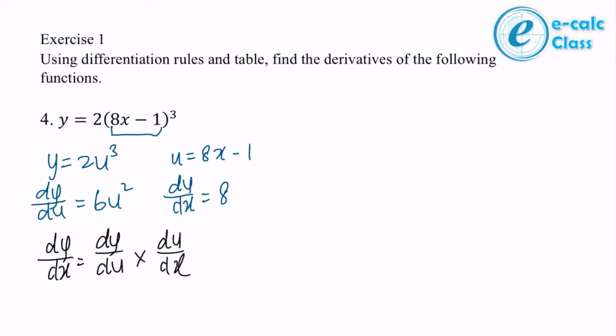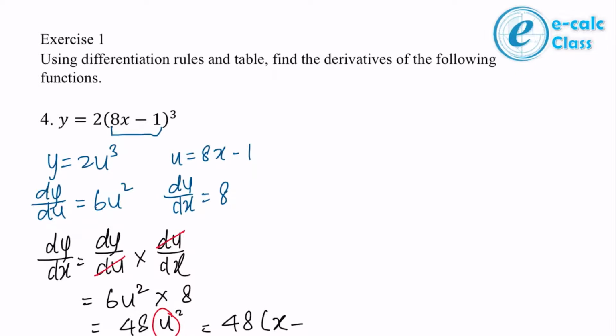If you are not sure who multiplies by who, in the case that you have a lot of them, especially in your related rate questions, always check. You see this du and du can cancel. So if you combine, you'll get back your dy/dx. You must always get back what you want, and in this case, it is dy/dx. Just multiply. dy/du was 6u squared times 8, so it is 48u squared. But this is not enough. Who is your u? You need to tell me in terms of x. So your final answer should be 48(8x minus 1) squared. This is your final answer.